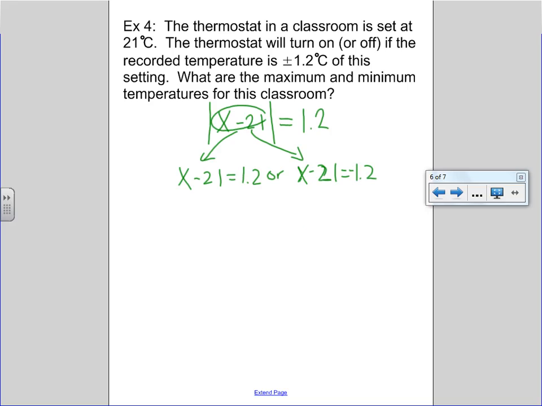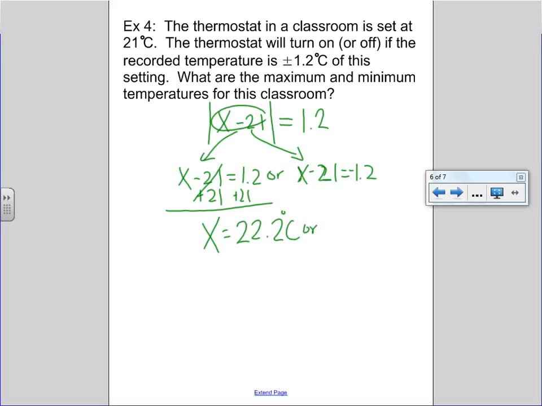Excuse me, please. Okay, to get x by itself, once again, I have to do the opposite. So I'm going to add 21. What I do to one side, I must always do to the other. So I'm going to add 21 over here. Cancels. I get x equals 22.2 degrees Celsius.